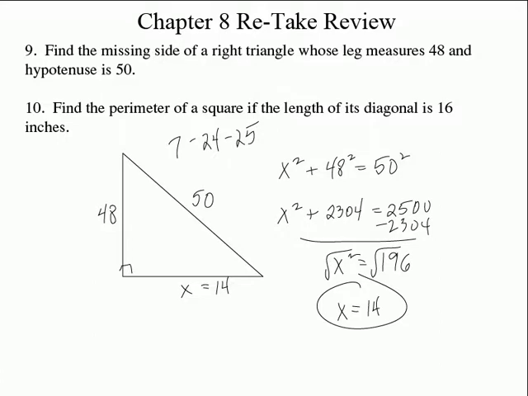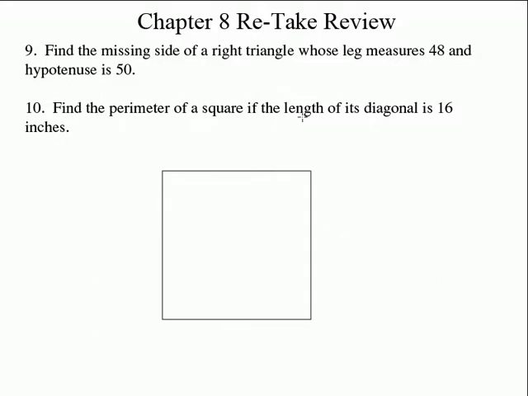Okay, that's fine. Let's go to 10. All right, so let's find the perimeter of a square if the length of its diagonal is 16 inches. So we drew a square already, and then the diagonal, that would be the diagonal right there. And that diagonal is 16 inches. Find the perimeter of the square.